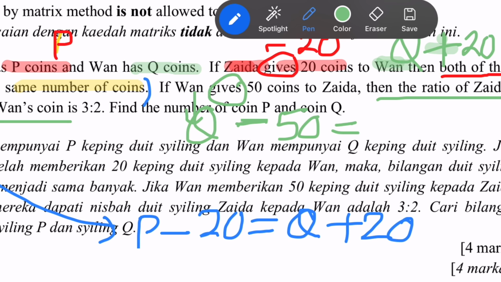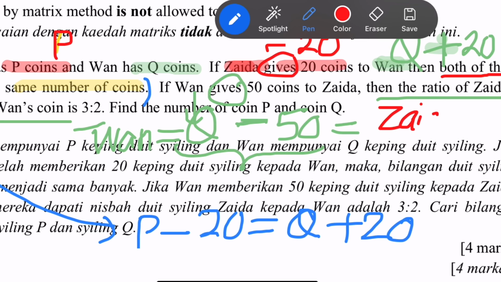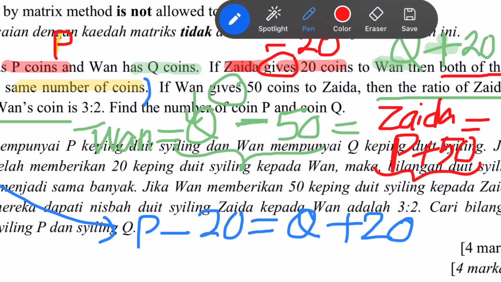Now, before we can write the ratio, we must know the quantities of Zaida's coins, right? So if one gives 50 coins, then Zaida's coins will increase, isn't it? Zaida's coins, originally P. When one gave 50, the quantity of coins for one is Q minus 50. For Zaida, since one gave 50, Zaida will receive 50 coins. So Zaida's coins now are P plus 50, right? This is the quantity for Zaida's coins.